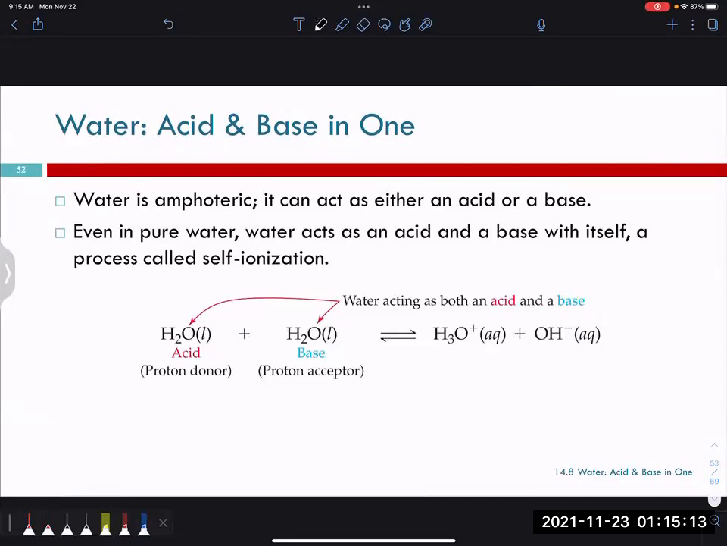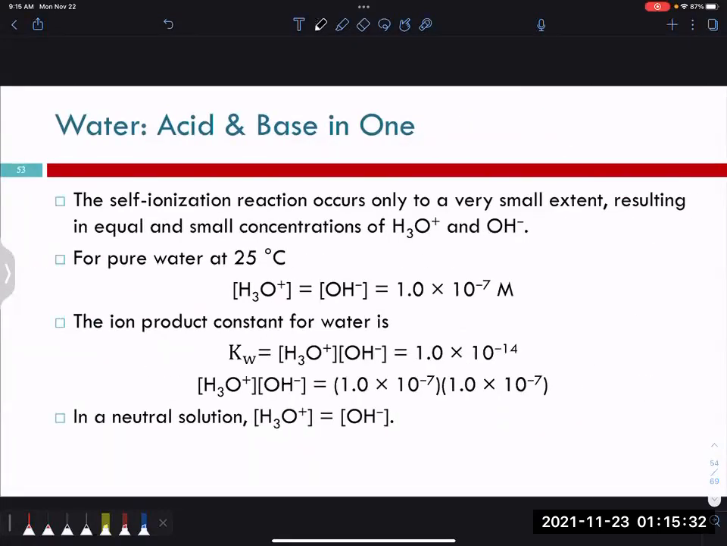Water is amphoteric, acts as either an acid or a base. Even in pure water, actually, you get water acting as an acid and a base with itself, which is called self-ionization. So they'll be swapping hydrogens back and forth. And the self-ionization reaction occurs only to a very small extent. So you get equal but small concentrations of hydroxide and hydronium. In pure water, both of these concentrations are equal to 1 times 10 to the negative 7.